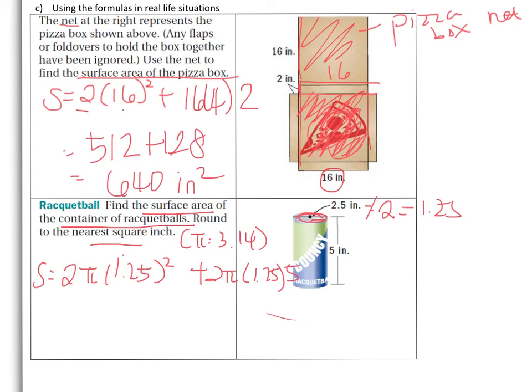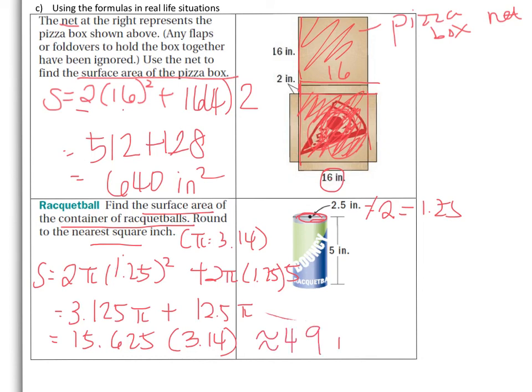And after you do the math, you should get 3.125 pi plus 12.5 pi, and then 15.625 times 3.14, and you should get about 49 inches squared. And that concludes our lesson.